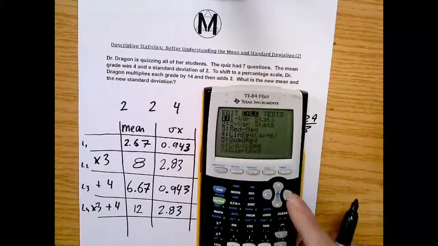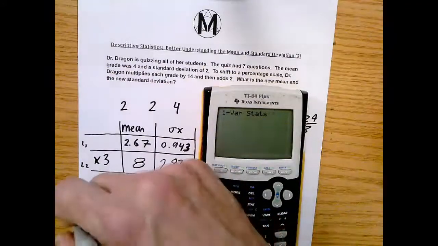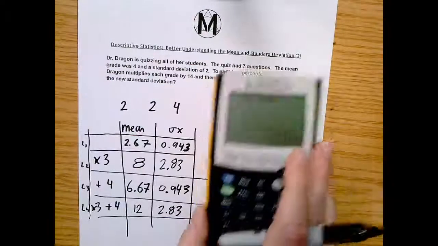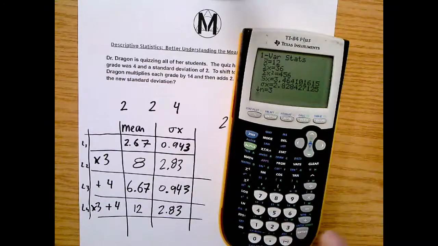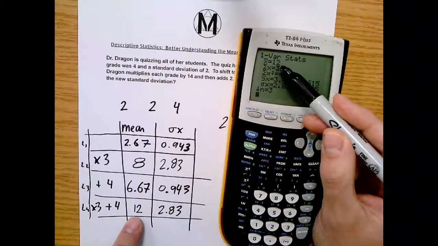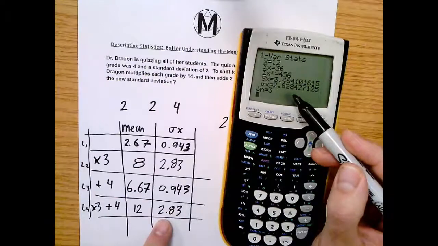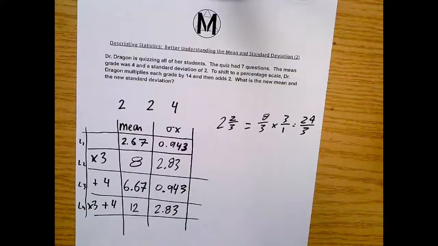I go to stat, calculate, one variable statistics. I'm doing L4. Let me draw that line so there's no confusion. L4. Whew, I'm nervous. Boom, the mean is 12. Ta-da! And the standard deviation has not changed. All right, so we did good stuff here. So we learned some rules here.